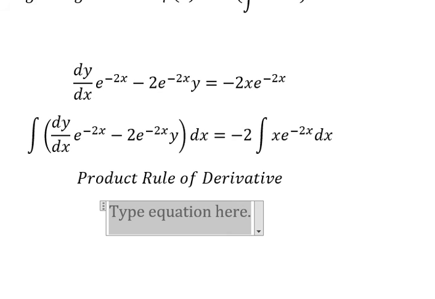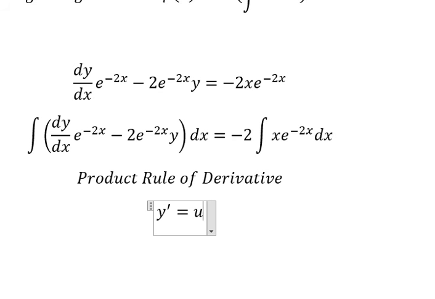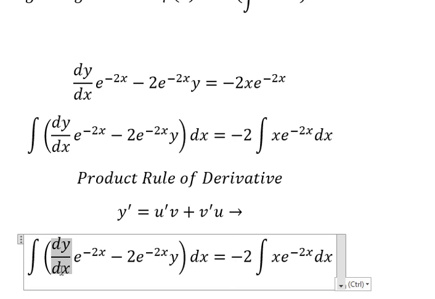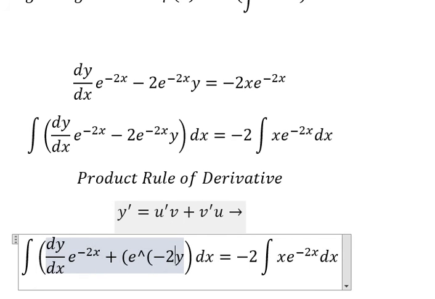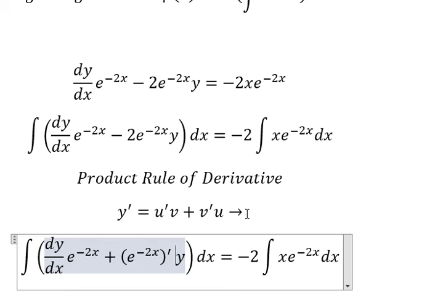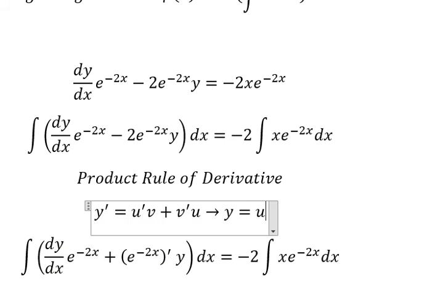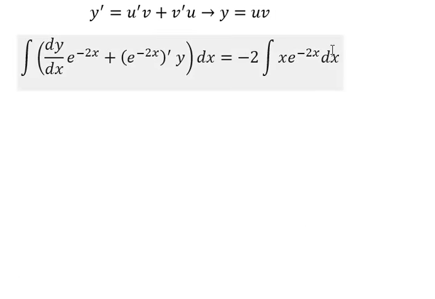So we know that the first derivative of y equals the first derivative of u multiplied by v plus the first derivative of v multiplied by u. So if we look carefully at this one, we see that this is the first derivative of u multiplied by v. This one is the first derivative of v multiplied by u. So if we do this integration, you get y equals uv. So that means this one you get y multiplied by e to the power of negative 2s.